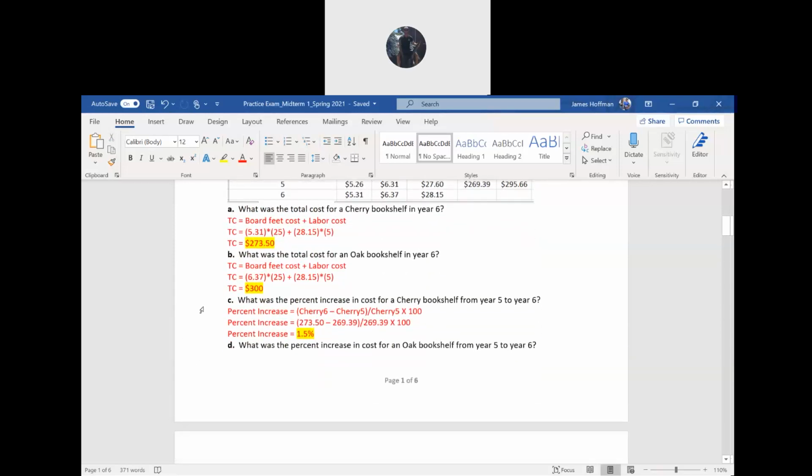Okay. And so for part D, let's do the same calculation for oak.